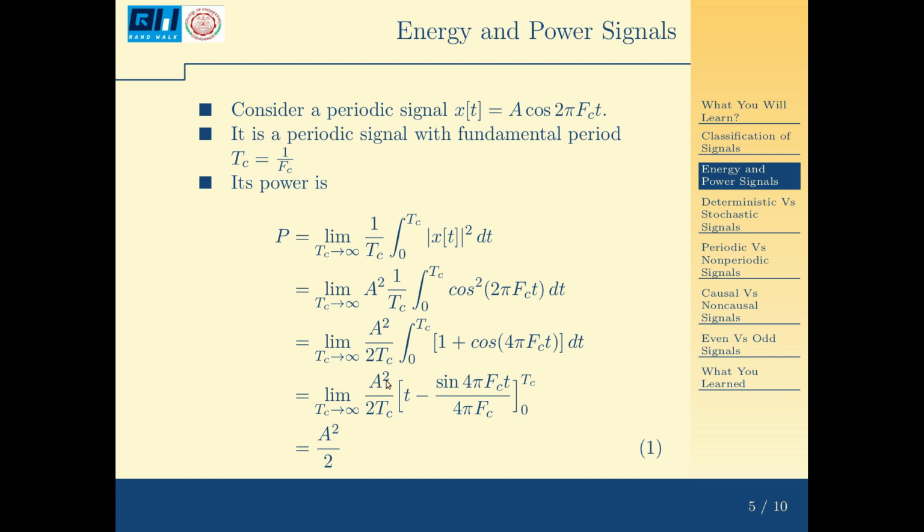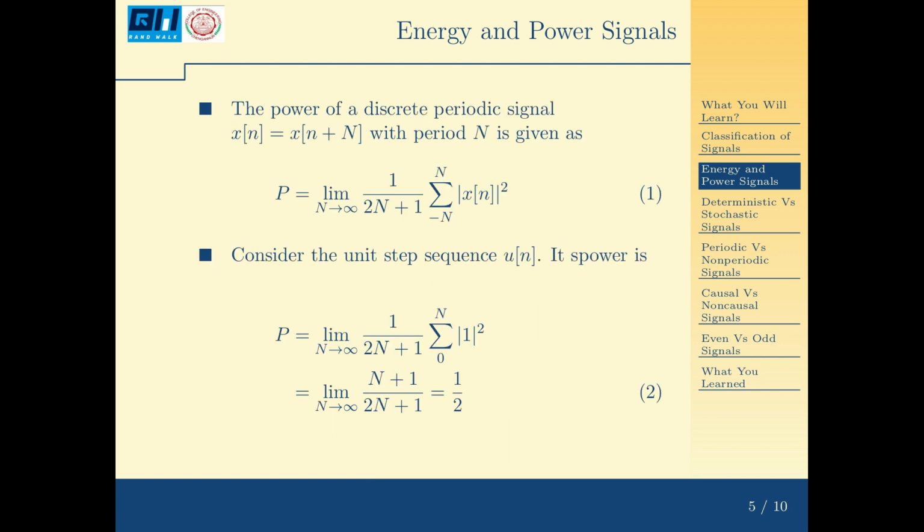and this becomes a square by 2c into tc, it becomes a square by 2. This is a well established result, probably you all know that. The power in a cosinusoid is a square by 2. Now, let us look at the power of a discrete periodic signal.